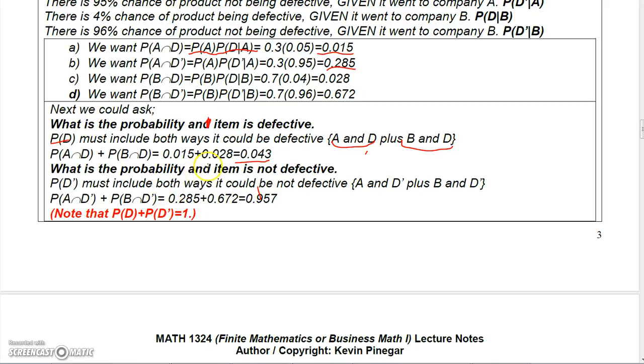Now, what is the probability that an item is not defective? Well, again, you have to go both ways to get to not defective: A and not defective, added to B and not defective. So A and not defective is 0.285. B and not defective is 0.672. So add those together, you get 0.957. Now remember, this is the probability of defective, 0.043. This is the probability of not defective. Guess what? When you add those two together, you should get 1, because the probability of defective plus the probability of not defective must equal 1.